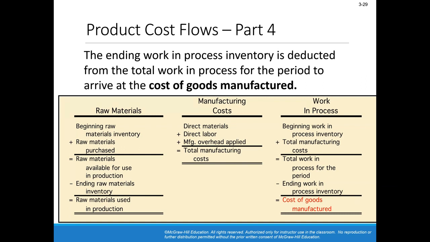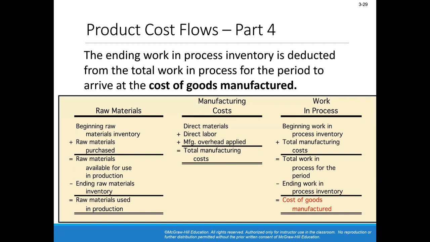So your problem could say, this is what your total work in process was. Here's what your ending work in process was. When it does that, you know you have to take the difference, and that difference is what the cost of goods manufactured was that's going to be moving over. So sometimes they give you the number, sometimes they don't.